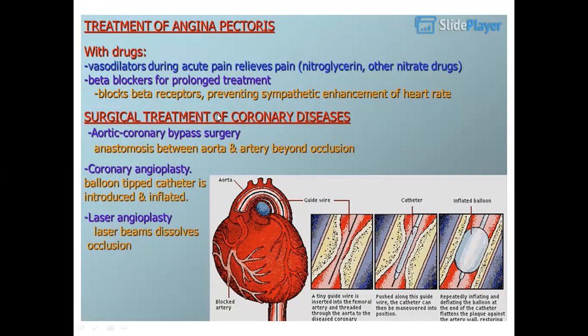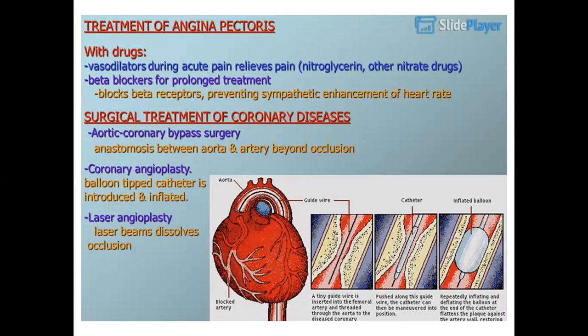Another way you could treat coronary artery disease is what we call aortic coronary bypass graft surgery, which I'm going to teach you later, and coronary angioplasty, where you put a catheter or a balloon in the blood vessel that is blocked to expand it so that more blood can flow through. That is what the diagram here is showing. And sometimes you could use a laser beam to dissolve the occlusion, so that blood flow can return to that portion of the heart.